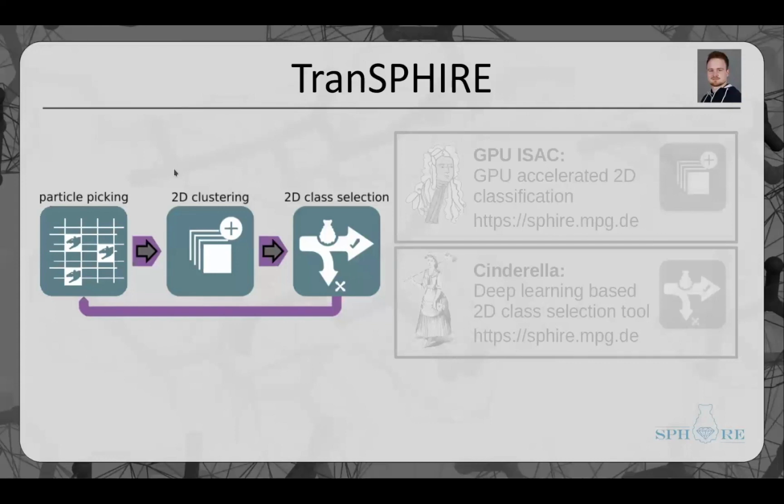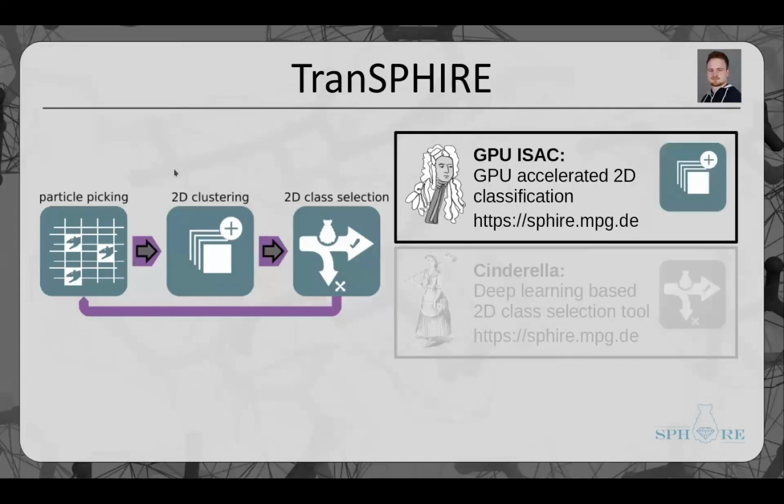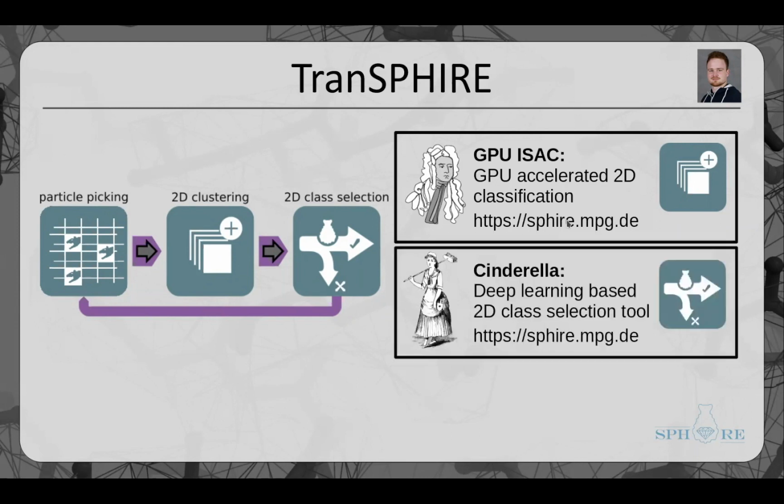And this is only possible because we developed two tools in our group. One is a GPU accelerated version of ISAC, which is a 2D classification tool, and you can find it on our website. And the second tool is Cinderella, which is a tool to automatically select good or bad classes.